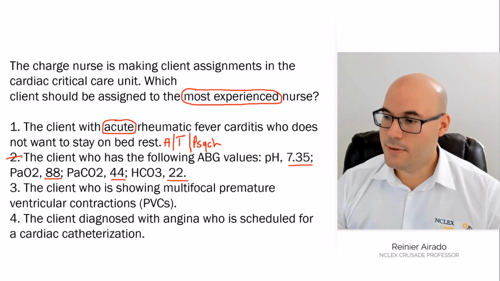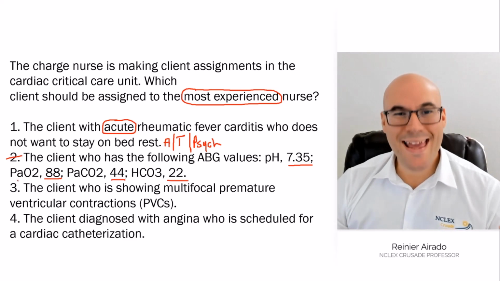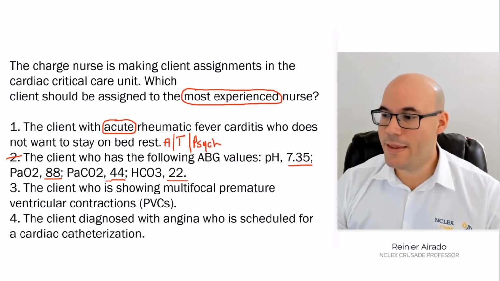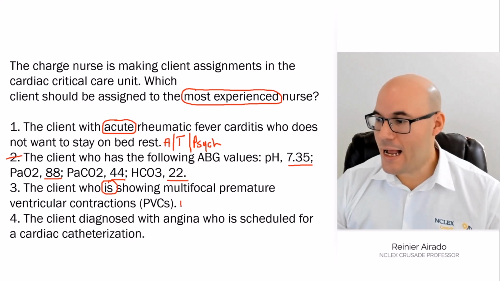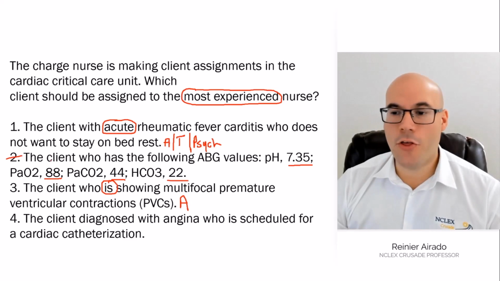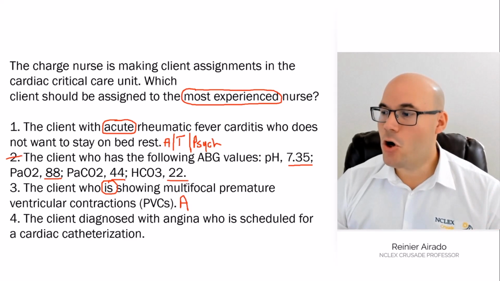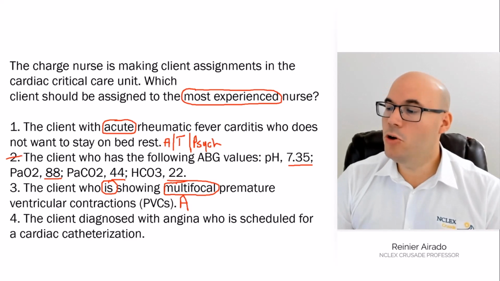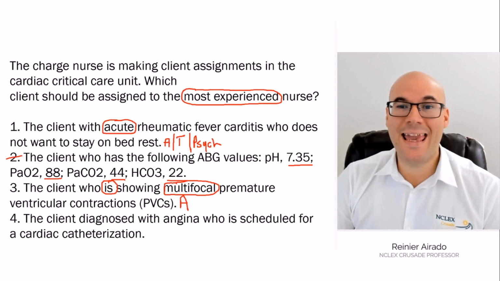Answer number 3. The client who tells me that this is an actual problem. This is an acute condition as well. So 1 and 3 are both acute. But what is he showing? What is his acute condition? He's showing, keyword, multifocal premature ventricular contractions. The word multifocal is a keyword.